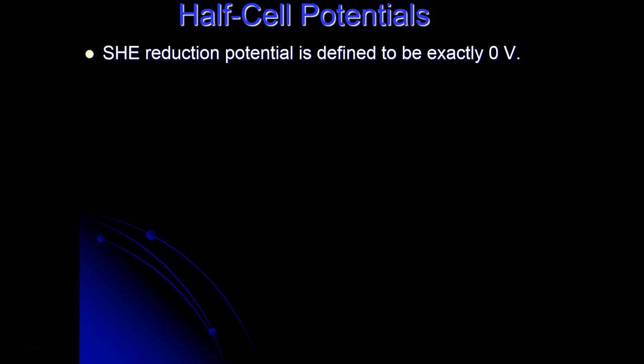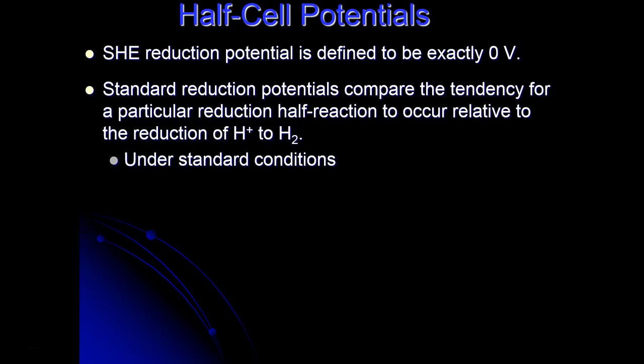So the SHE reduction potential is defined exactly as 0. The standard reduction potentials compare the tendency of that atom, whatever it is, or that ion, under standard conditions relative to the SHE. And then we get that nice ranking in the table that we looked at just a moment ago.